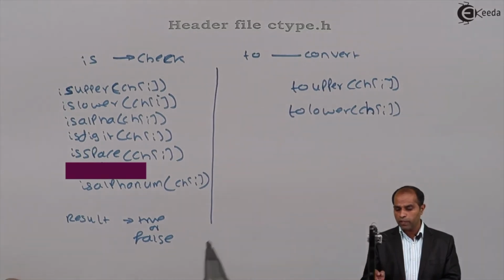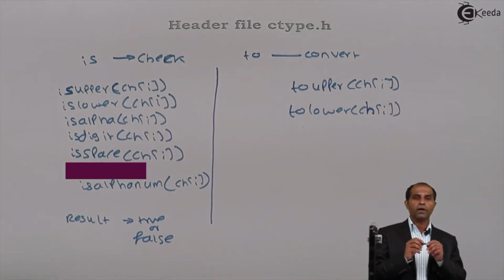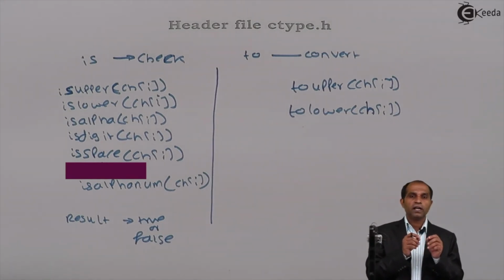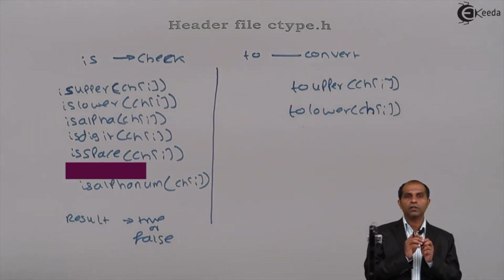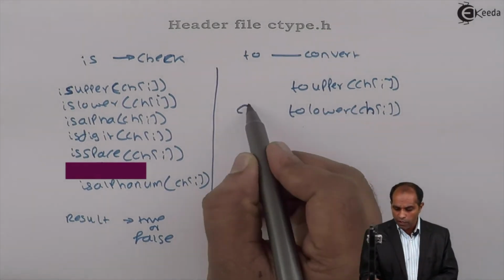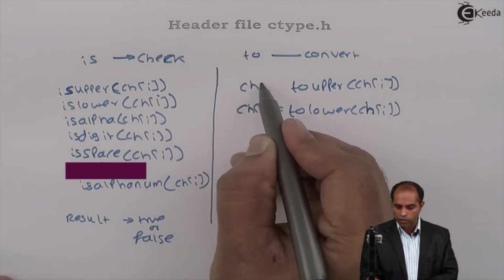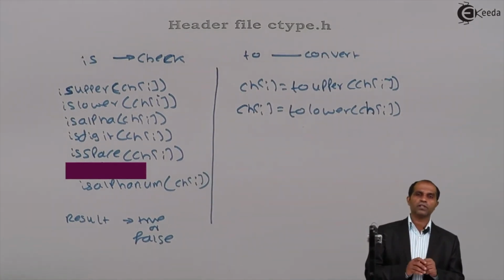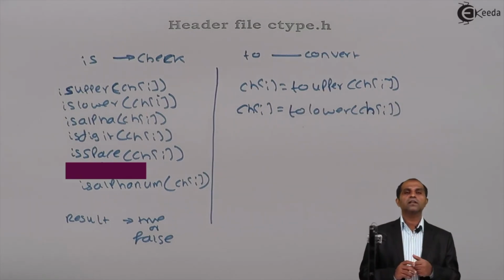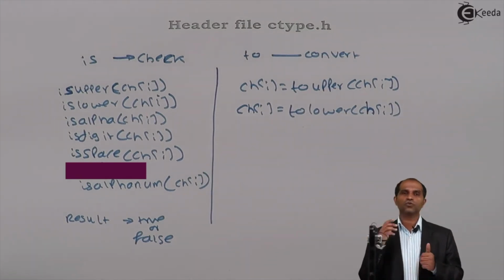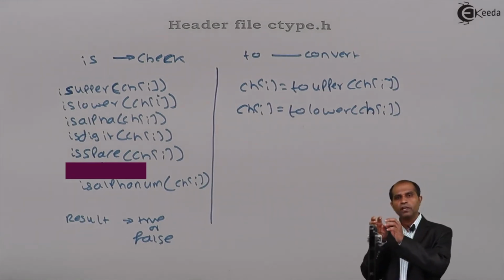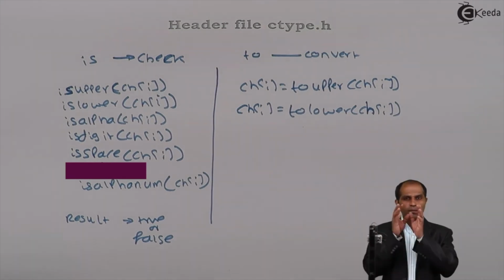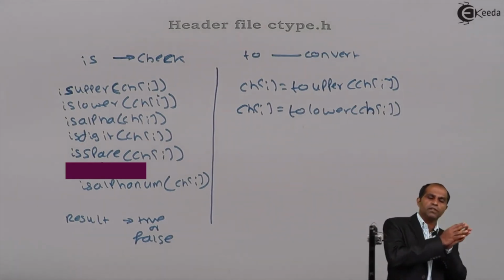But don't think that this tolower function will automatically modify and store the result in the same location. No. It will modify and give the result, but it will not store it at the same location. To store it in the same location, I'm going to say ch of i equals tolower of ch of i. So when I have to store the result in the same location, use the same variable as the destination on the left hand side and as the source. First it will pick the character from the source, modify it, keep the result ready, and then transfer it to the variable on the left hand side.